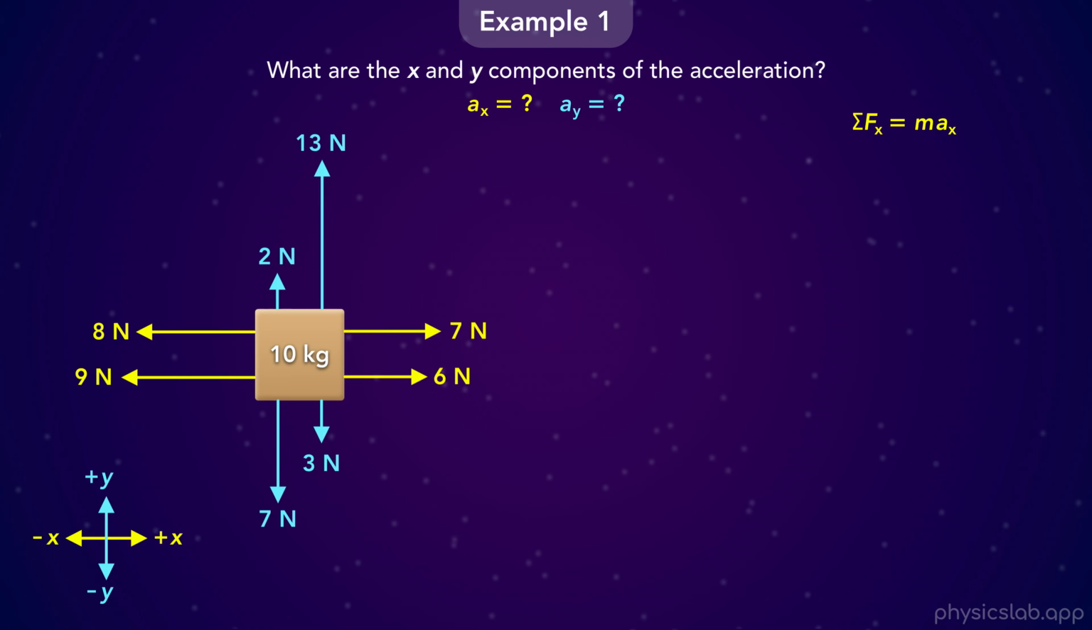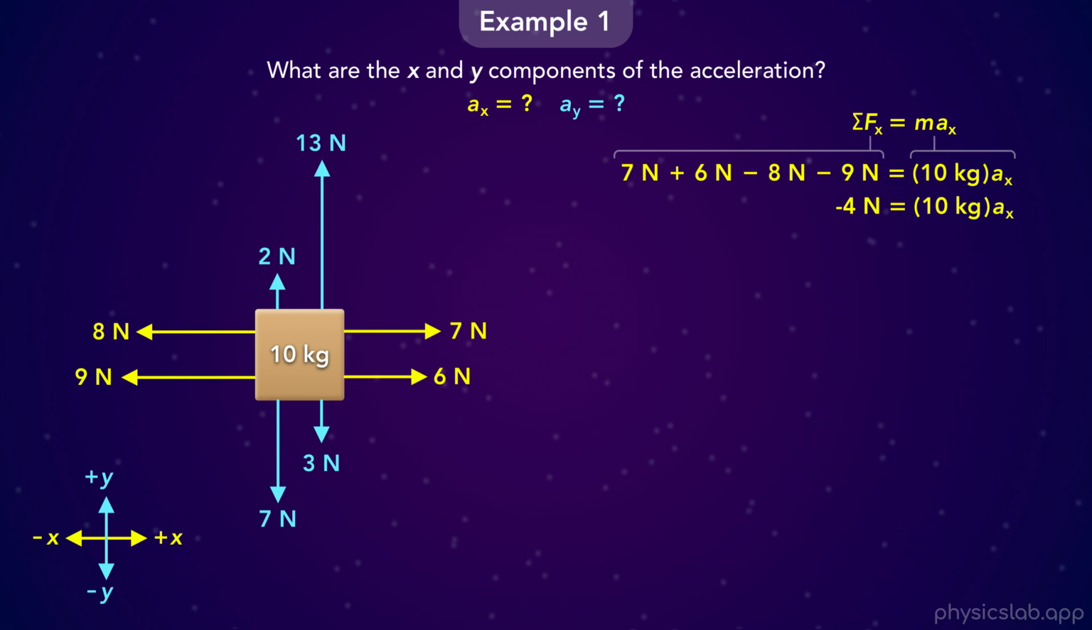Let's start by finding the acceleration in the x direction using Newton's second law. To get the net force, we would add positive 7 newtons, positive 6 newtons, negative 8 newtons, and negative 9 newtons. So we're adding 2 positive forces and 2 negative forces. We can also write this as 7 newtons plus 6 newtons minus 8 newtons minus 9 newtons. This is the same thing, but you can think of it as adding together positive forces and subtracting any negative forces. Then we can plug in 10 kilograms for the mass, and we're trying to find the acceleration.